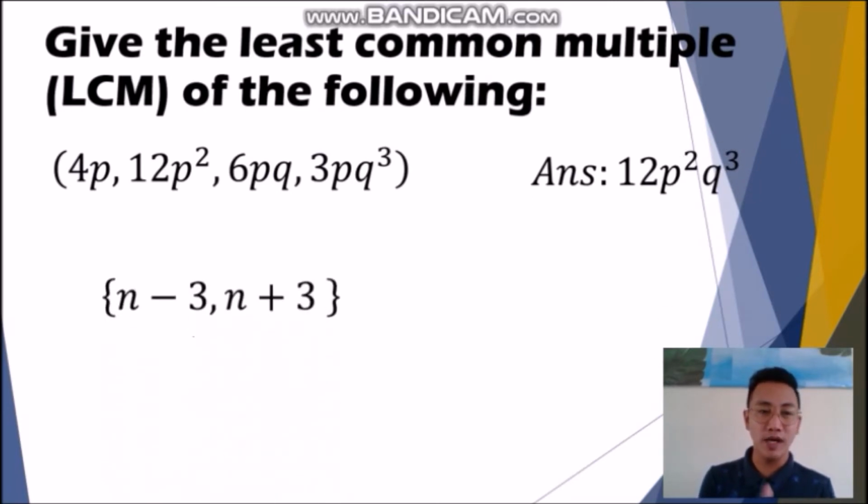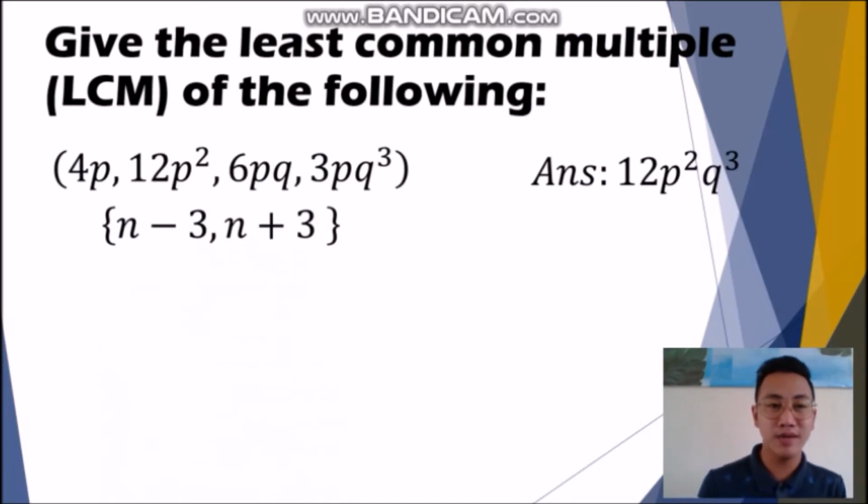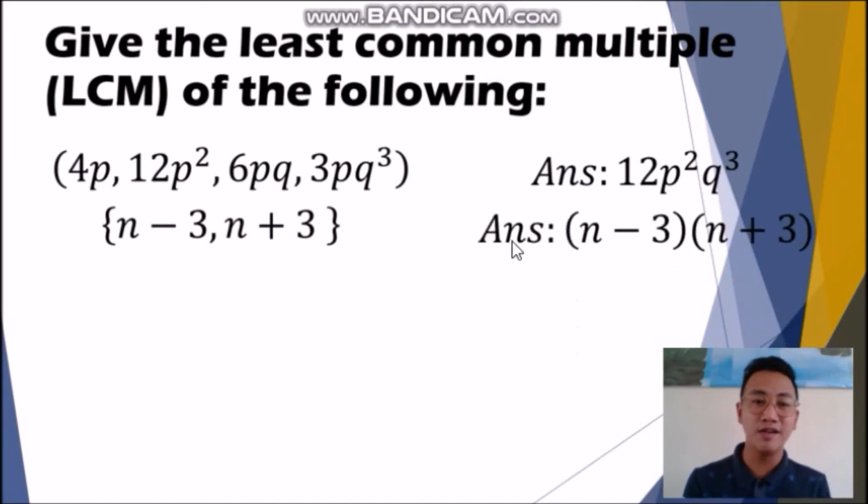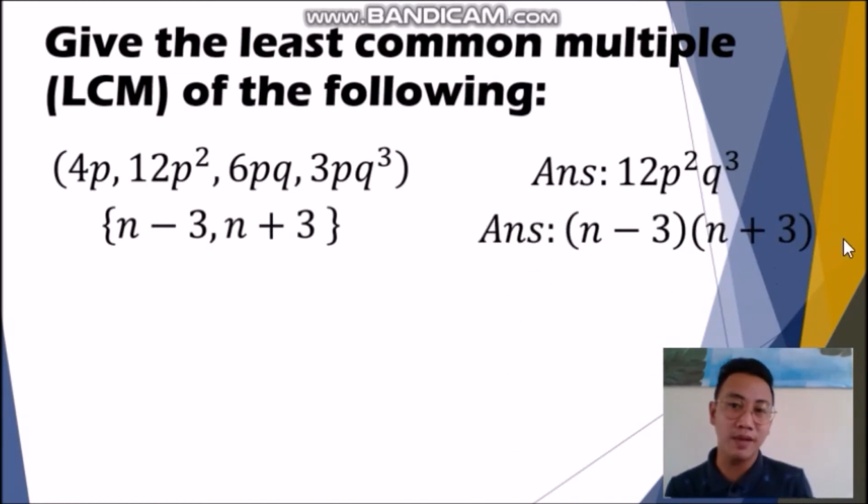How about this one? n minus 3 and n plus 3. Now, here is another trick. If you cannot find any number that can be divided by these terms, you can multiply the terms to make the least common multiple. I'm not thinking of any number that can be divided by n minus 3 and n plus 3. Therefore, I will be multiplying them. This trick is for a case-to-case basis. It depends upon the given. So the answer, or the LCM, is n minus 3 times n plus 3.